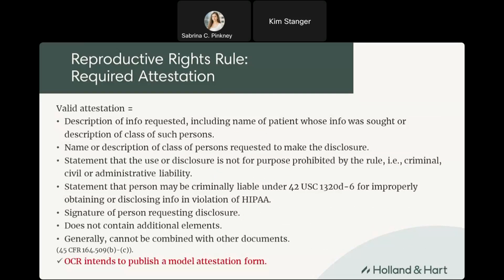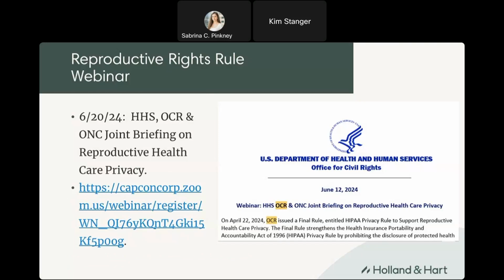And significantly, it can't be combined with another document, and it cannot contain additional elements beyond those required within the regulation. The government has indicated they intend to publish a model attestation form. So if you are involved at all in either providing reproductive health care so that you have these records, or you receive or maintain records involving reproductive health care, whether you are the provider who actually rendered it or not, then you need to make sure that you're aware of this rule, and you need to make sure that you get a copy of that attestation so that you can build it into your policies.